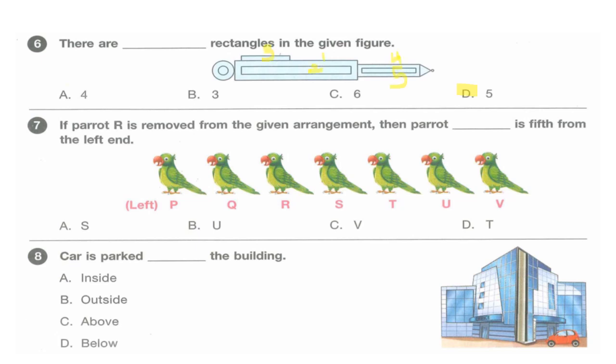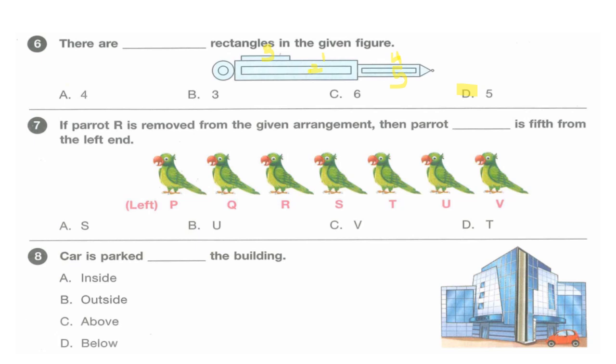So let's count the rectangles. There is one big rectangle, the second rectangle within the big rectangle, and third one on top of it there is a rectangle. And then if you come to the front part, there is one big rectangle, the fourth one, and within that one there is another rectangle, the fifth one. Hence there are 5 rectangles in the given figure. Now let's move on to the next question.